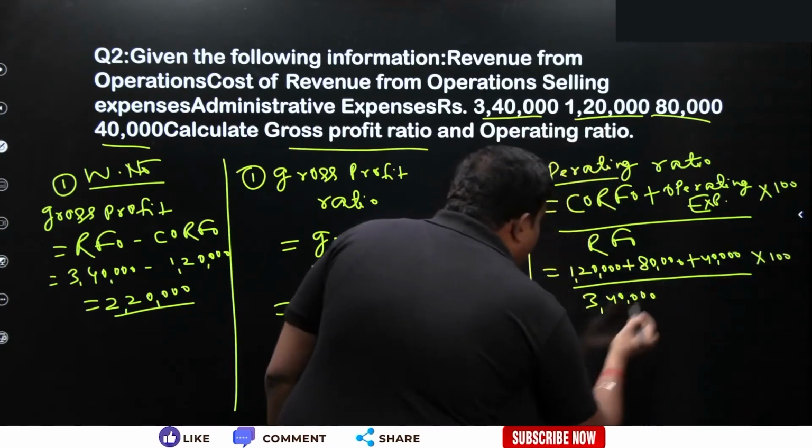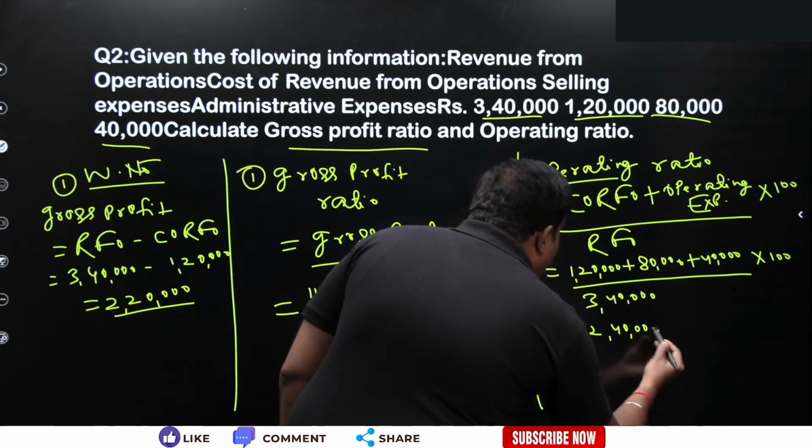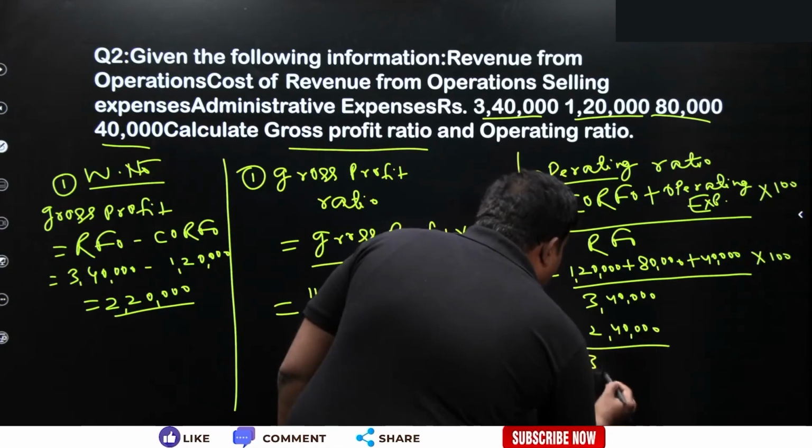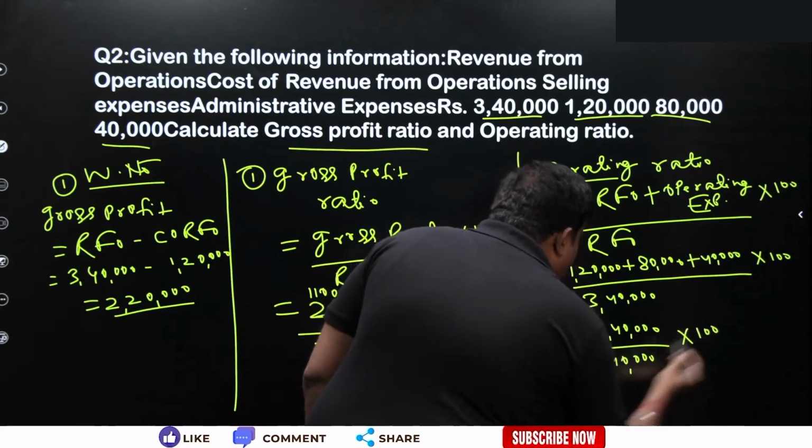So 120 plus 80 plus 40 will give you how much? 2,40,000. This is your operating cost, and revenue from operation is 3,40,000 into 100. Just simplify this.